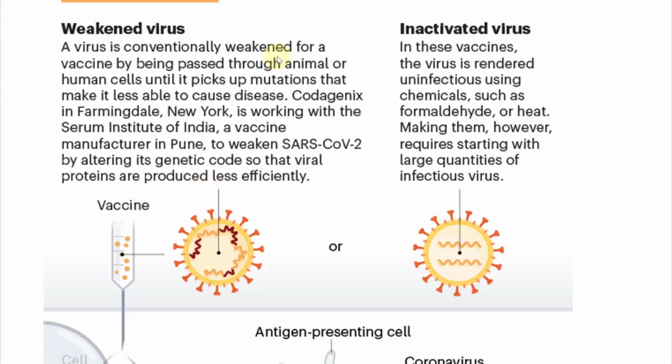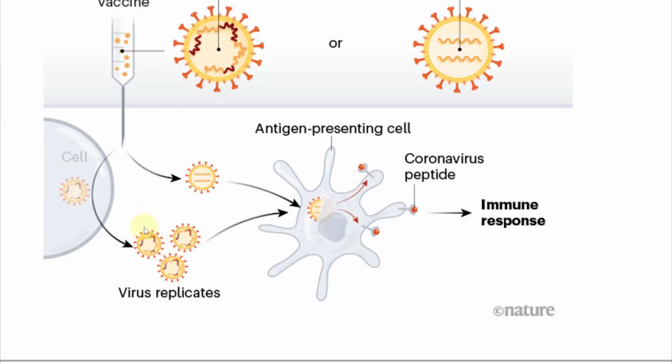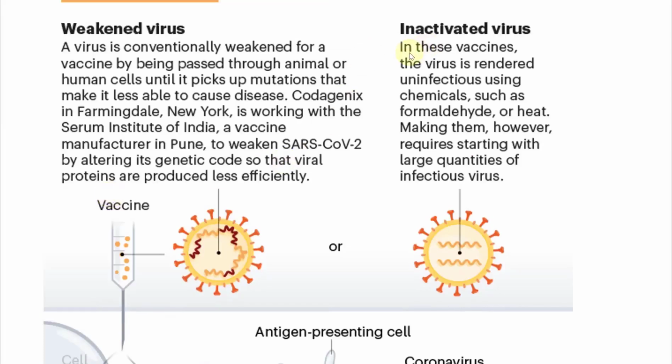A virus is conventionally weakened for a vaccine by being passed through animal or human cells until it picks up mutations that make it less able to cause disease. Codagenics in Farmingdale, New York, is working with the Serum Institute of India, a vaccine manufacturer in Pune, to weaken SARS-CoV-2 by altering its genetic code so that the viral proteins are produced less efficiently. So it passes through animals constantly until it weakens via mutation. Very interesting. Then you put that in the vaccine, and you can do the same setup here. But then here's the inactivated virus.